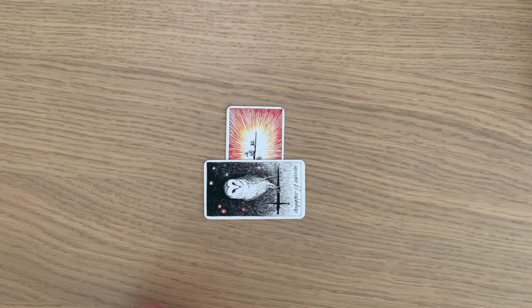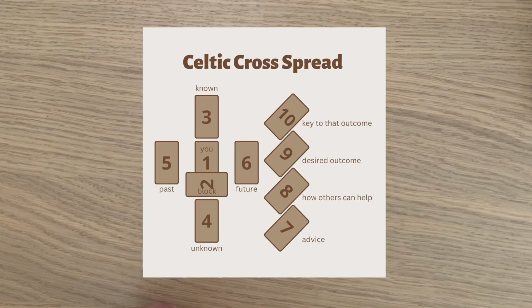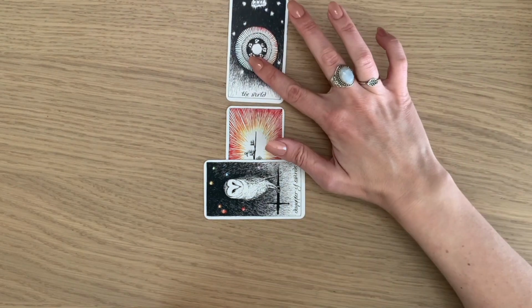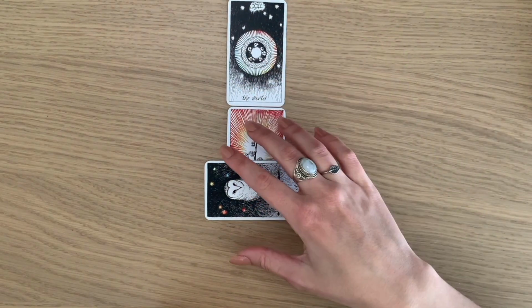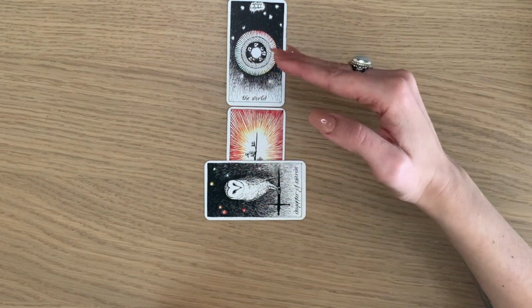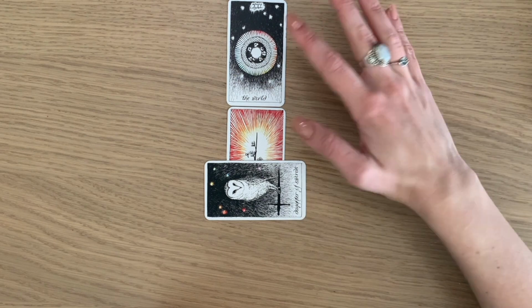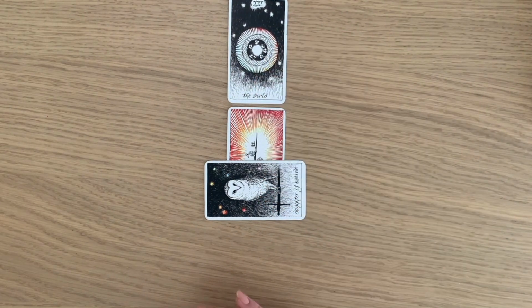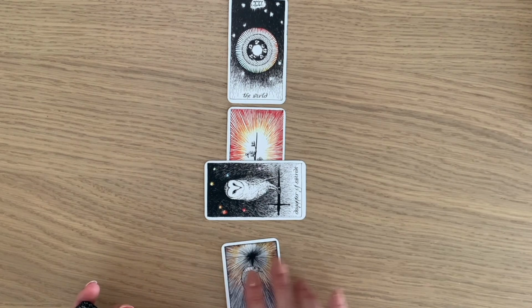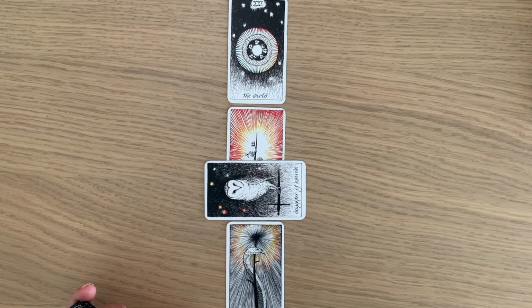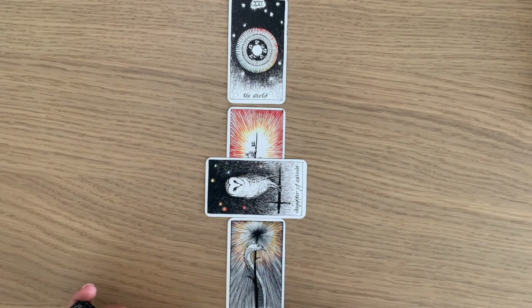Then next we have 3 and 4, known and unknown. So 3, the known, is an influence on the situation, on you, on your question, your decision, that you already know of, that you're already aware of, but it's still good to keep in mind when it comes to the situation. We have the World. Then there's also an influence that you are not aware of, but that is also important to know regarding the situation. In this case, we have the Son of Wands.